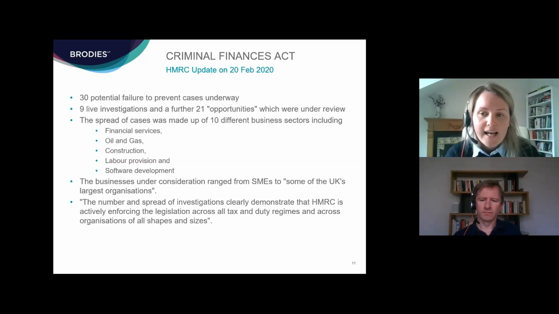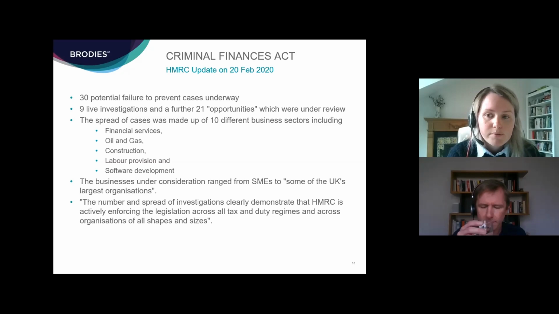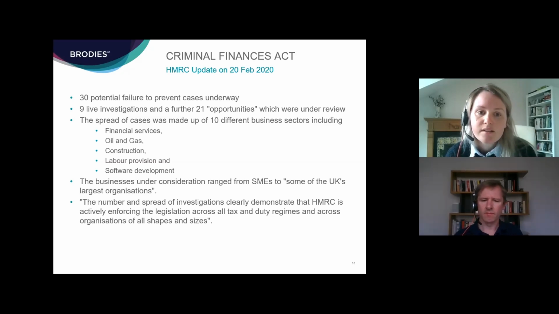So not yet live investigations, but instances where concerns had been raised and HMRC were looking at those with a view to investigating further. And the spread of cases ranged across a number of different business sectors. Those identified in the update include financial services, which HMRC and the government, of course, see as a key sector for the potential for concerns to come up under the 2017 Act. Oil and gas, construction, labour provision, and software development. And the concerns ranged from relatively small businesses to what were described by HMRC as some of the UK's largest organisations. So a real spread of concerns, both according to business sector and according to size of business.